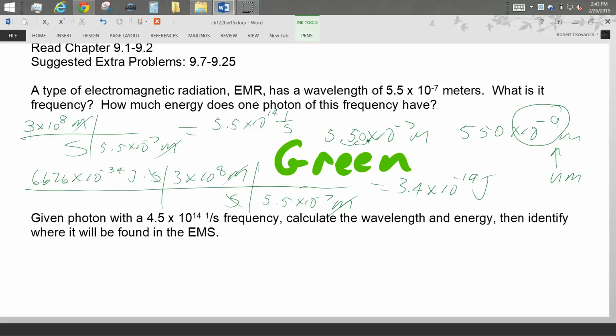Does that make sense? Every time I make a calculation and then use that answer for a new calculation, there's going to be a rounding error, correct? Yes. So what did I just do by using the 5.5 times 10 to the negative 7th for both of them?